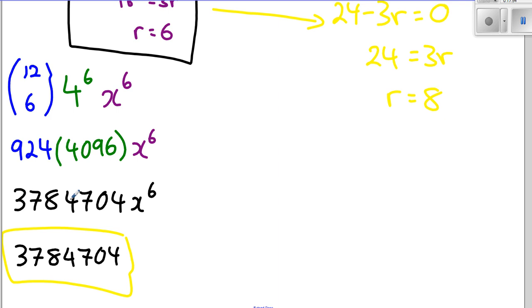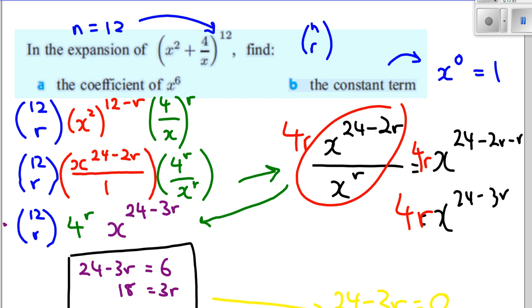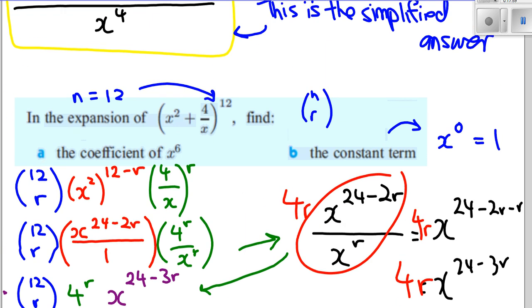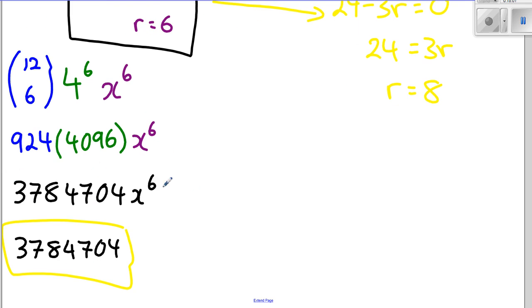This time they didn't just ask for the term, they asked for the coefficient. So I would write out the whole term. That's just what I like to do, write out the whole term and then write the coefficient as my final answer. To be honest, you could have gone straight to the coefficient, you didn't have to write the whole term, but I just do it that way.